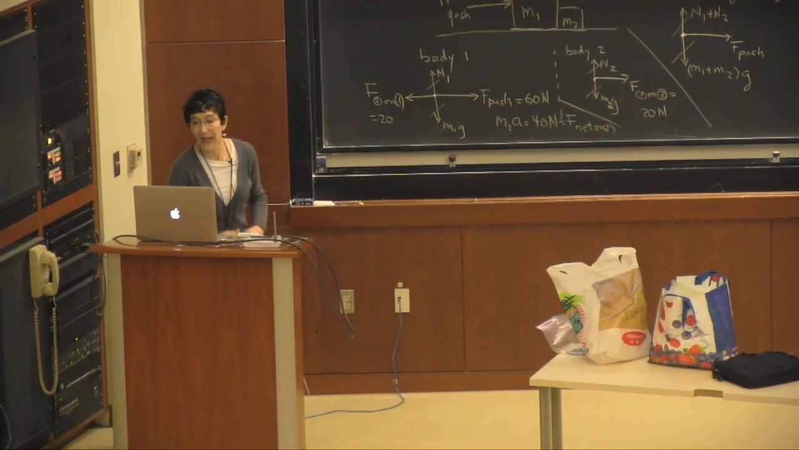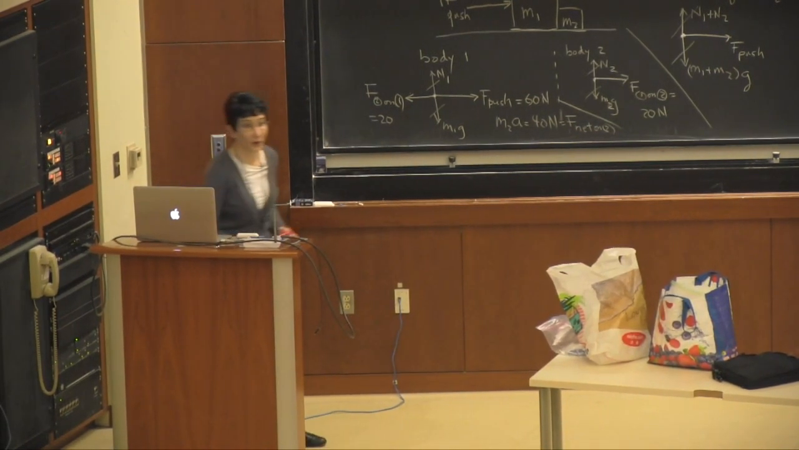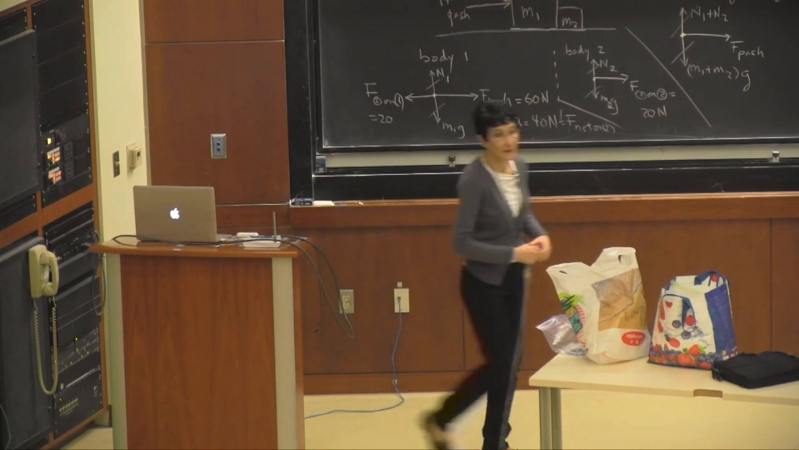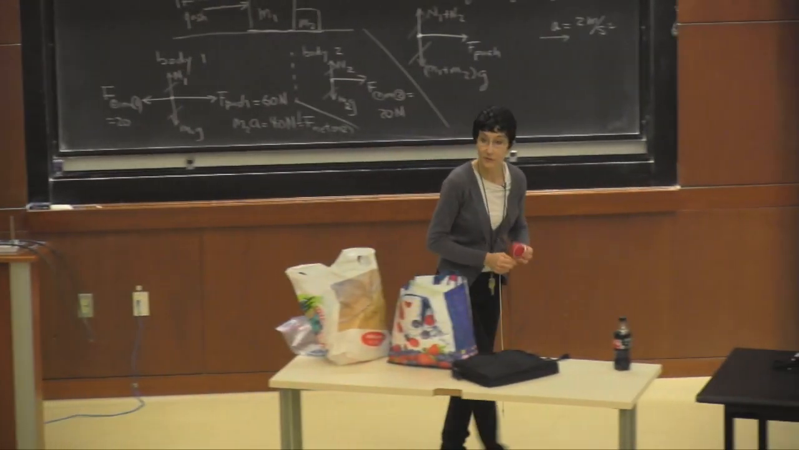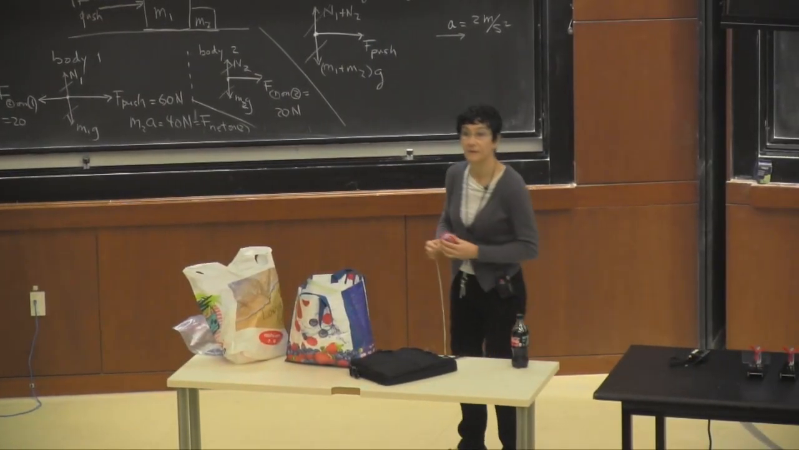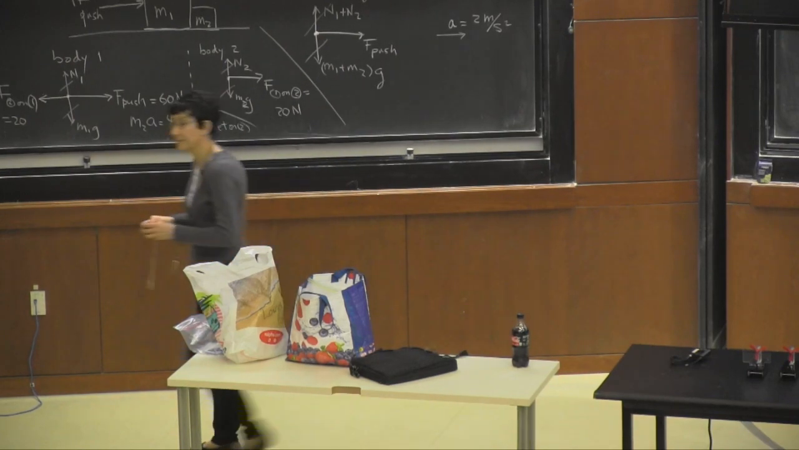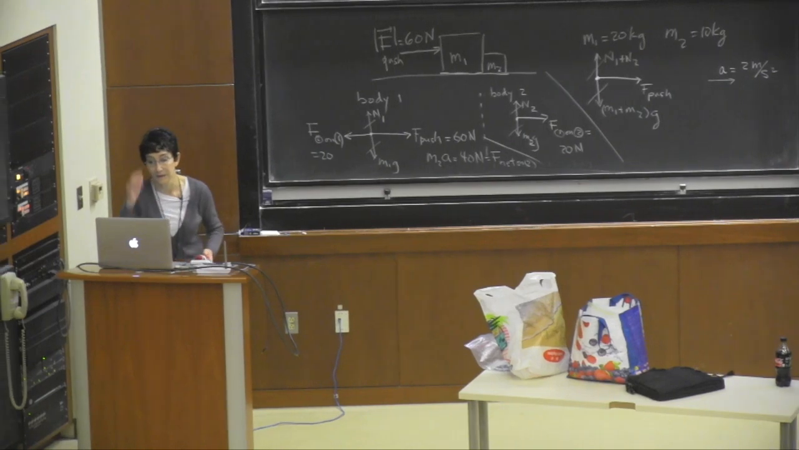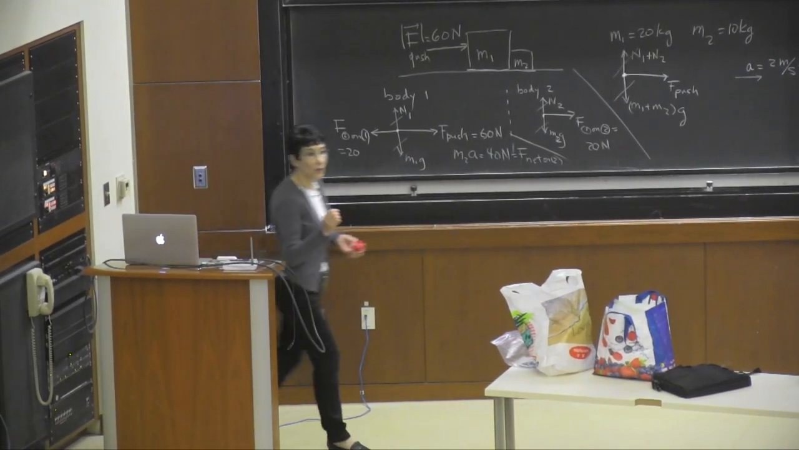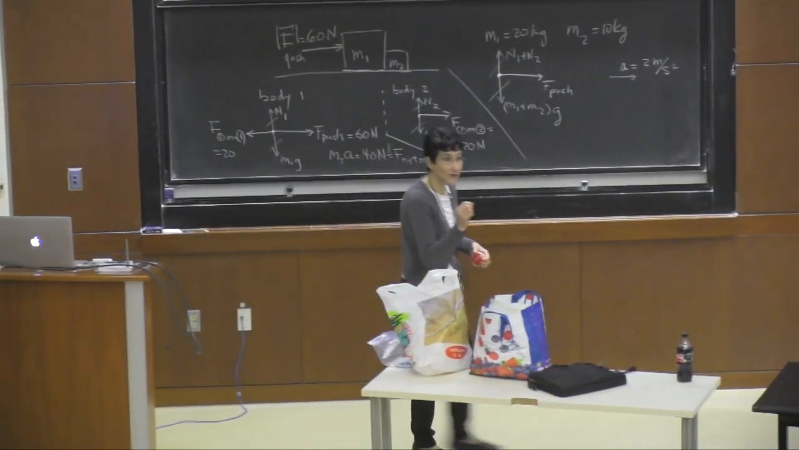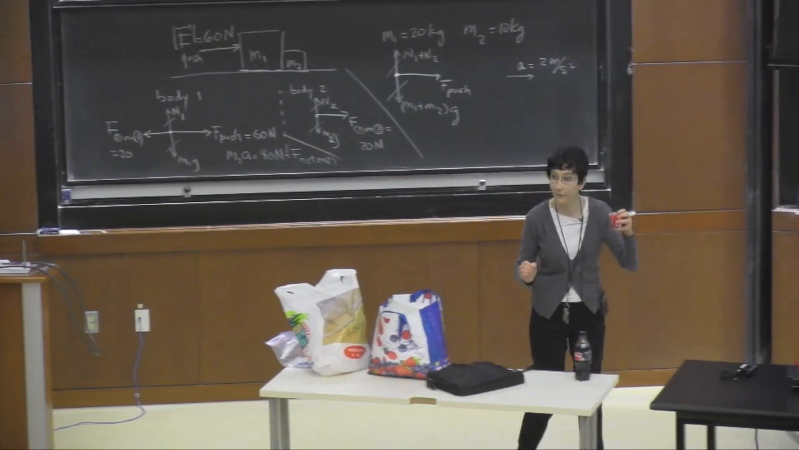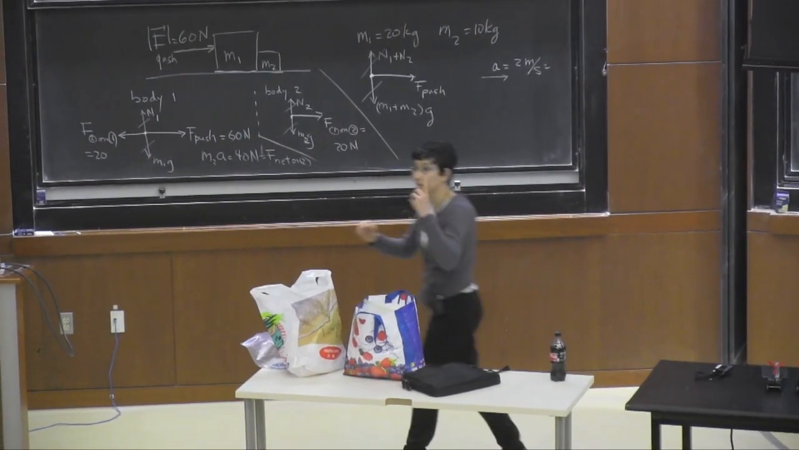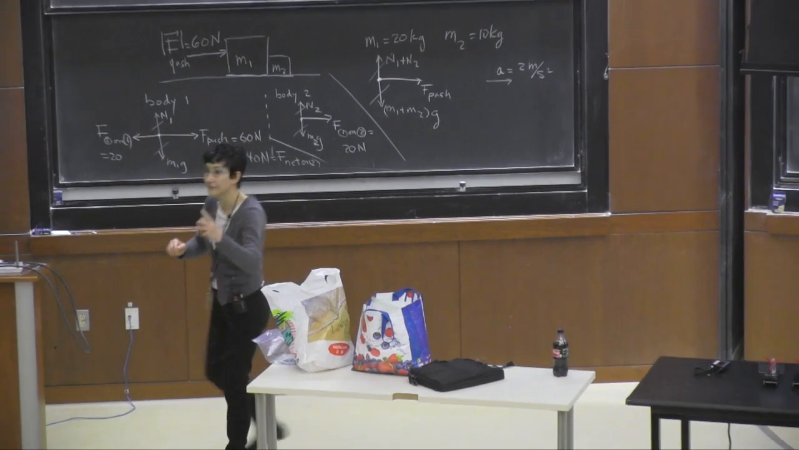Choose XY axes for each body. If you have several bodies, many times it's convenient to choose a different XY frame for each one of them. I will make several examples. If you know the direction of the acceleration of each of the bodies, it would be good if you take an axis in the direction of the acceleration.